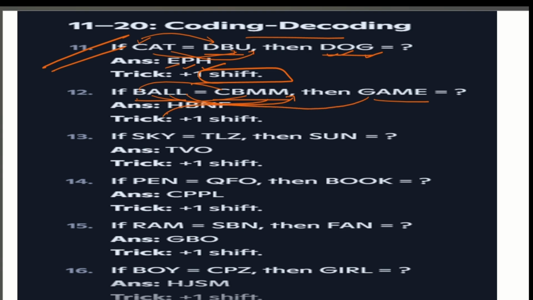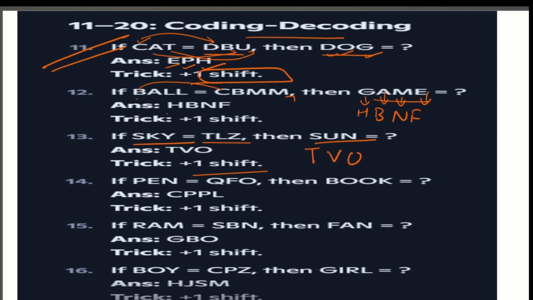So the answer would be: G's next alphabet is H, A's next alphabet is B, M's next alphabet is N, E's next alphabet is F. Sky: T, L, Z, then sun. So one shift is there, obviously: S, T, V, O. Here again one shift questions are there, the same questions that you have to solve. In all the questions, one shift is there.